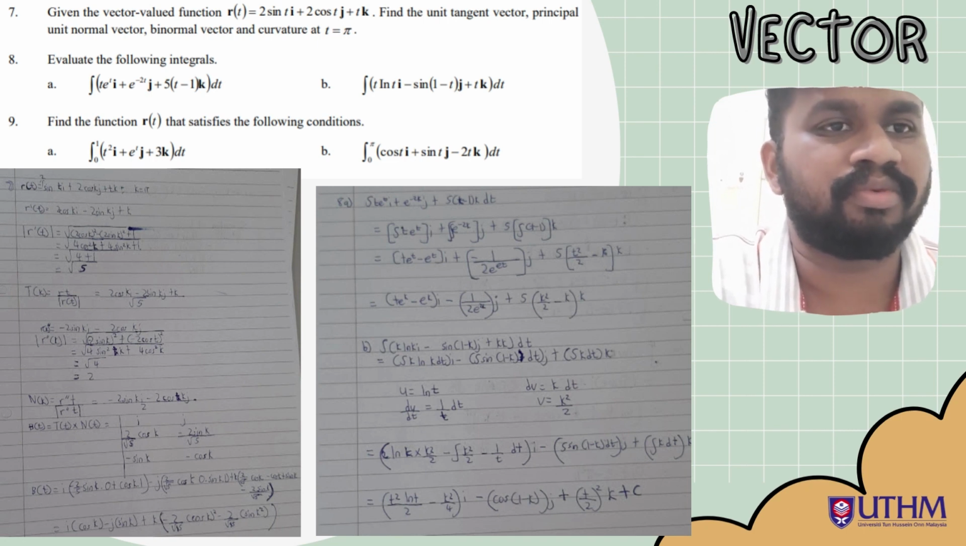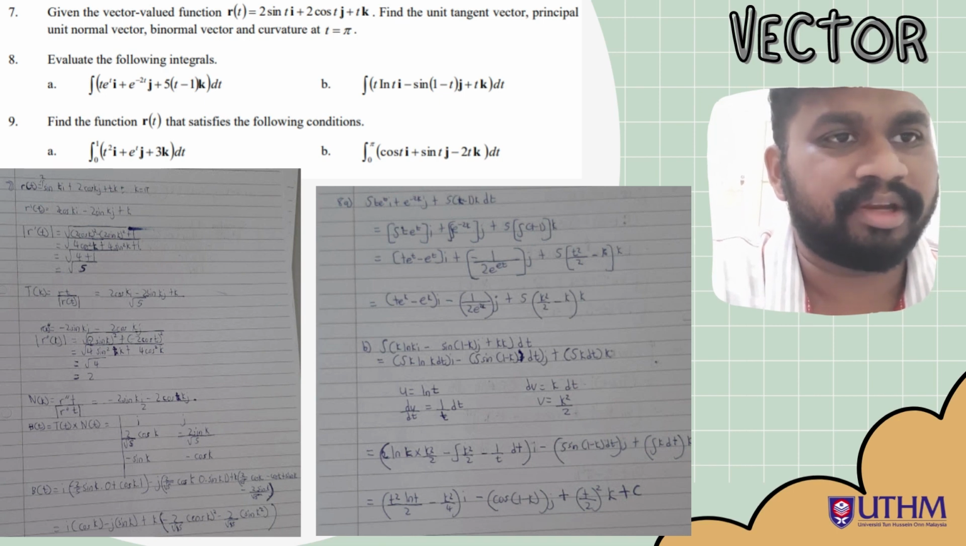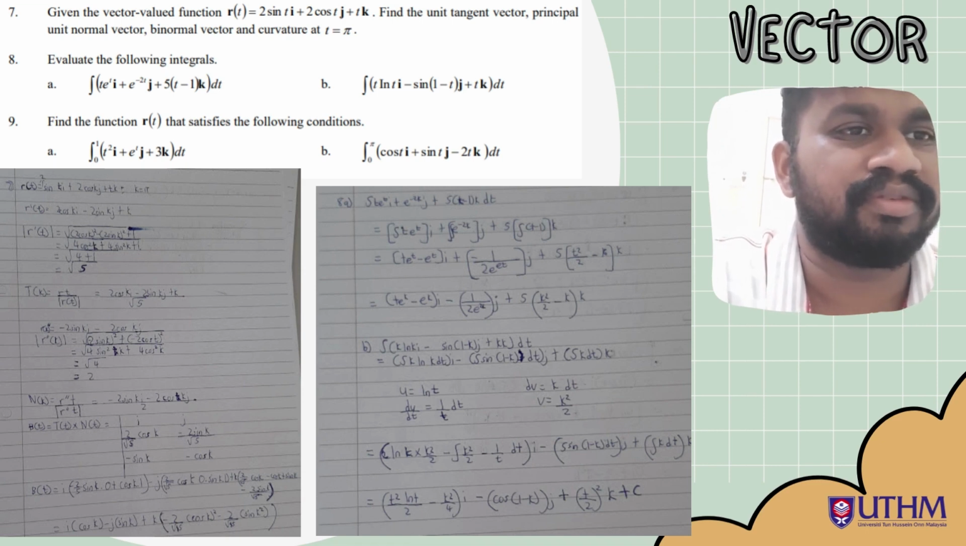So next step, you have to put the modulus of r prime t equals the square root of (2 cos t) square and then (2 sin t) square plus 1. So we have 4 cos square t plus 4 sin square t plus 1. So in the bracket you will get 4 plus 1, over square root, then you get square root 5.